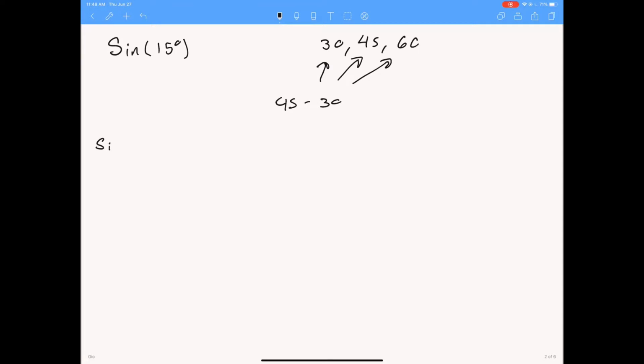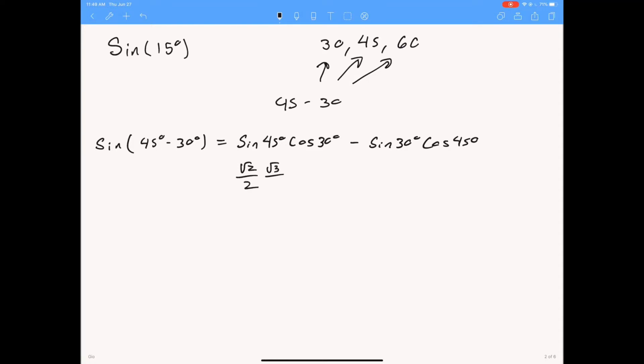So sine of 15 degrees is equal to sine of 45 degrees minus 30 degrees. And now we just have to follow our formula. So that'll be sine of 45 degrees cosine of 30 degrees, then minus sine of 30 degrees cosine of 45 degrees. Now we just have to evaluate each expression here. So sine of 45 degrees is root 2 over 2, and then cosine of 30 degrees is root 3 over 2. Minus sine of 30 is 1/2, cosine of 45 is root 2 over 2.